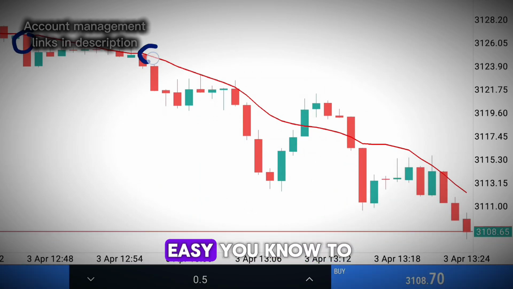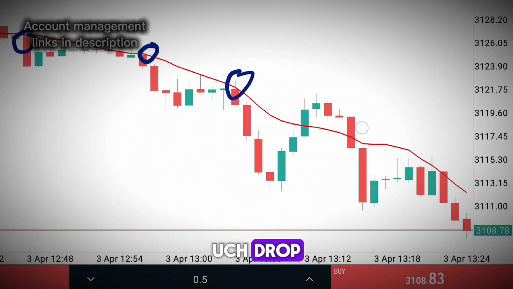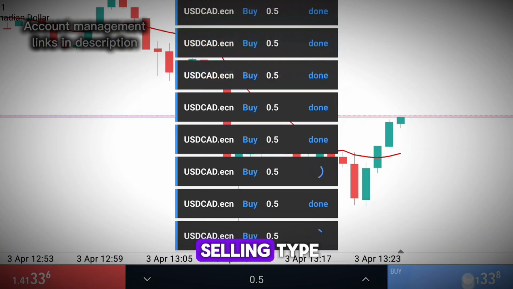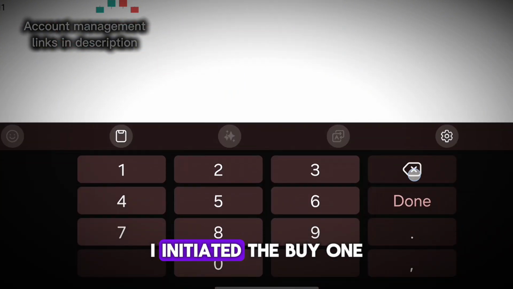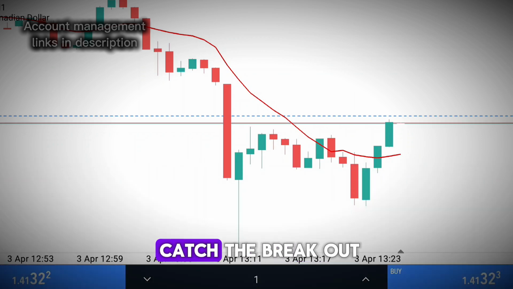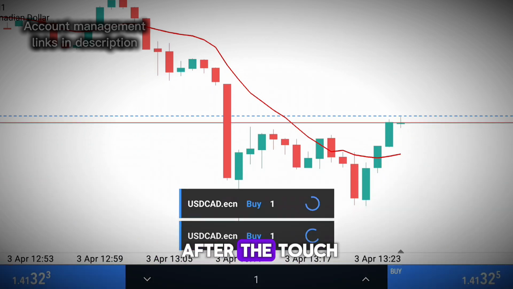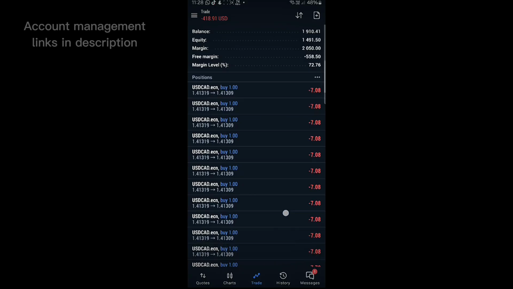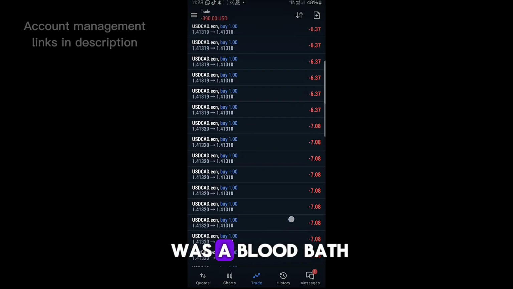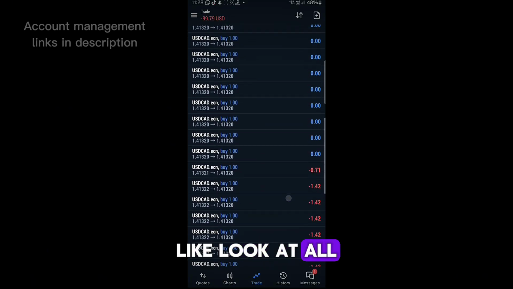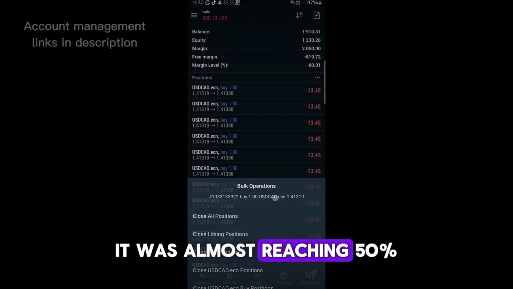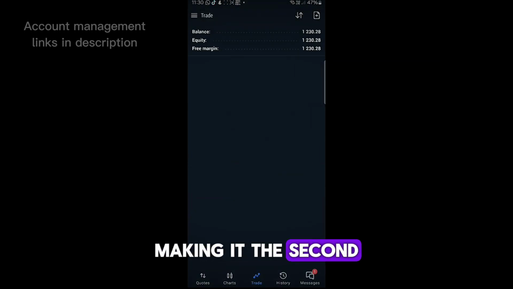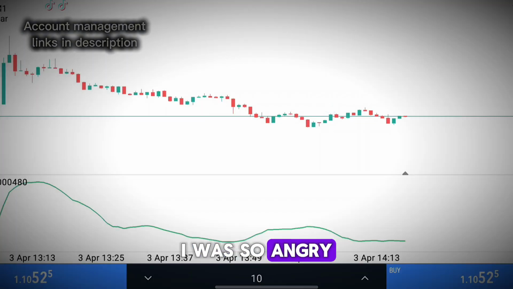This one looks very easy, you know, touch, drop. So I decided to give it a go. But instead of the sell type, I initiated the buy one, which is where you catch the breakout after the touch has failed. And my target was at that top there. And dude, this stuff was a bloodbath. Like, look at all these reds. It was almost reaching 50%, and it was so bad that I just had to close, making it the second loss I've made today. I was so angry that I skipped that one.